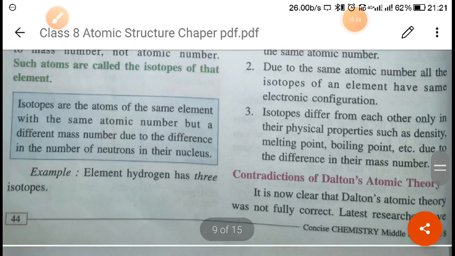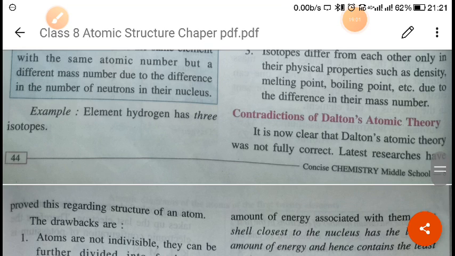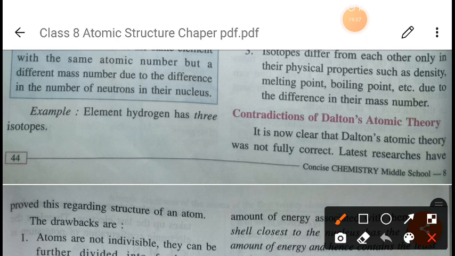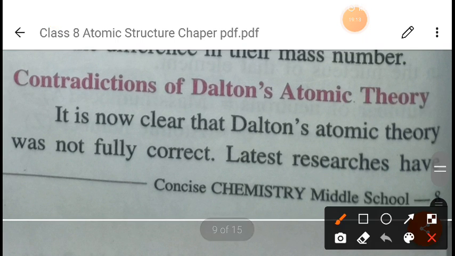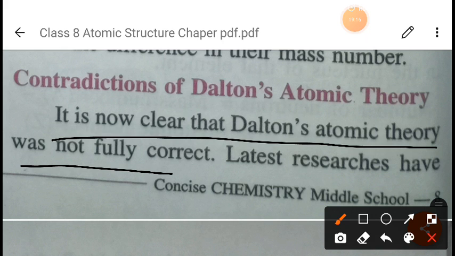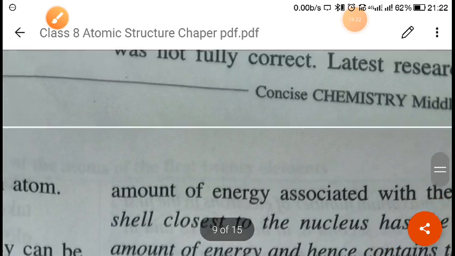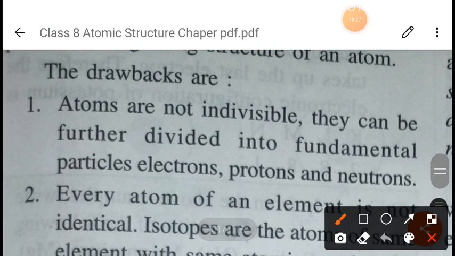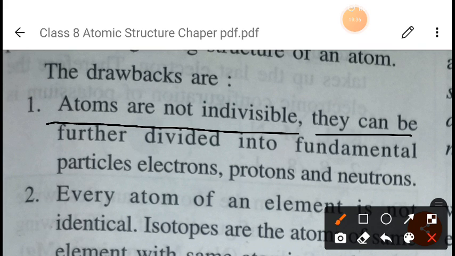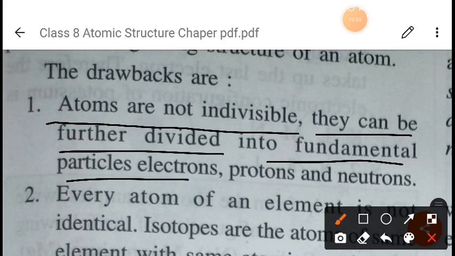Now we will see the contradictions of Dalton's atomic theory. When we talk about Dalton's atomic theory, it is now clear that the atomic theory was not fully correct. Later research regarding the structure of the atom proved this. And what was the drawback? Dalton said that the atom cannot be divided, but here we have found that atoms are not indivisible. They can be further divided into fundamental particles, which are electron, proton and neutron.